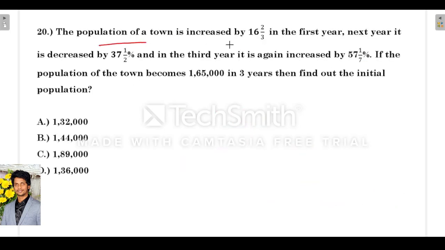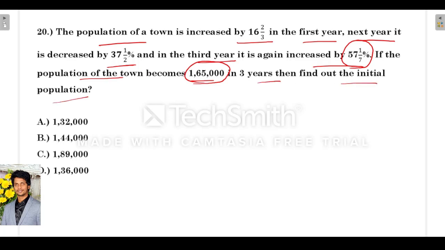So the population of a town is increased by 16 2 by 3% in the first year. Next year it is decreased by 37.5%, and in the third year it again increased by 57 1 by 7%. If the population of the town becomes 165,000 in 3 years, find out the initial population.